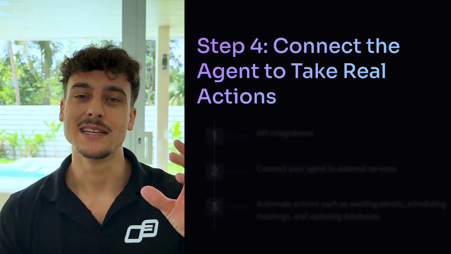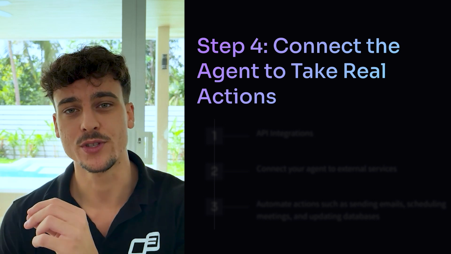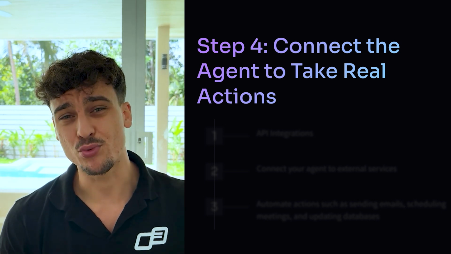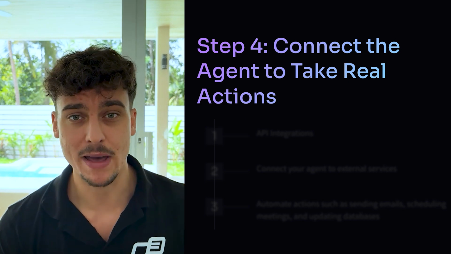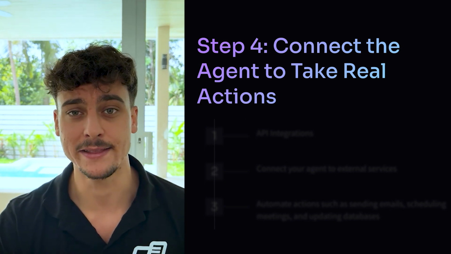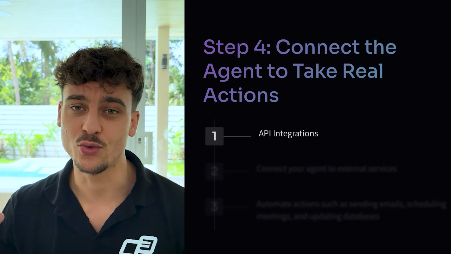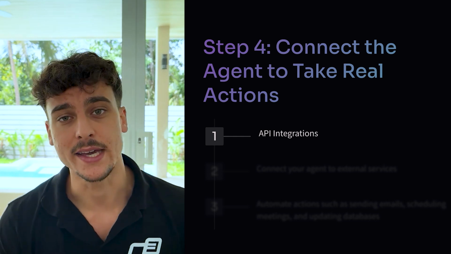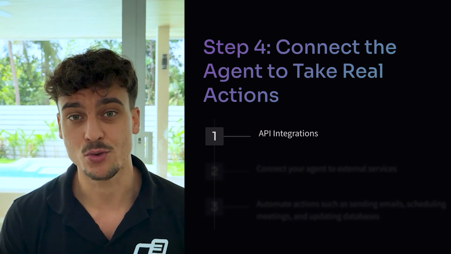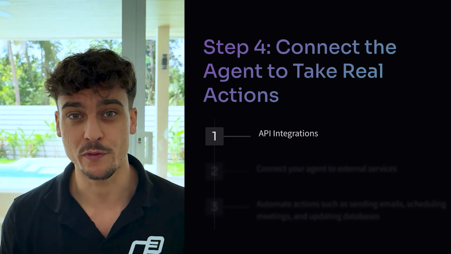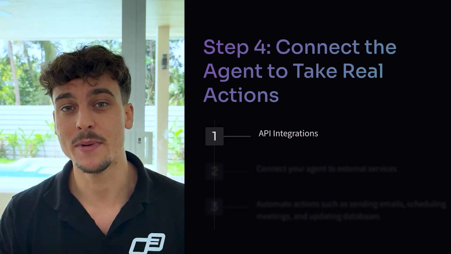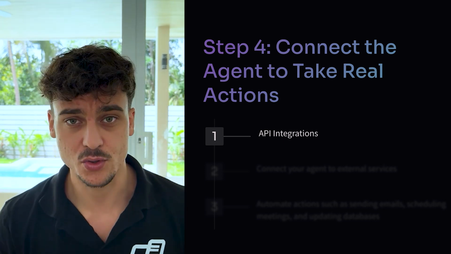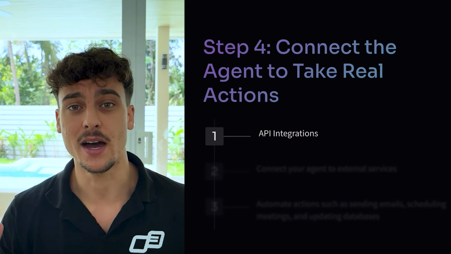Now, step 4 is connecting the agent to be able to take real actions. I already briefly touched upon this when it comes to the custom tools, but I'm gonna expand on this a little bit further in this section. Now, the first thing that you need to learn about are API integrations. If API integrations is a completely new word for you and you have no idea how an API works, then I would recommend going to YouTube and finding a tutorial video that explains an API call.